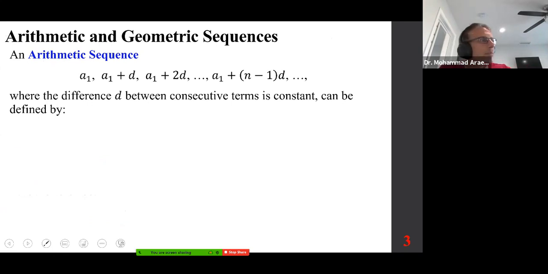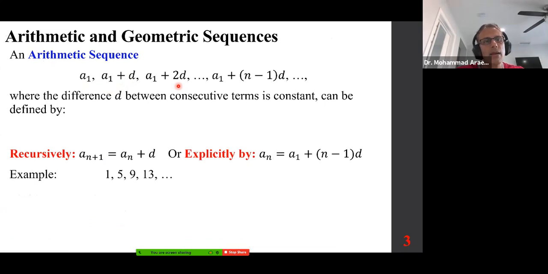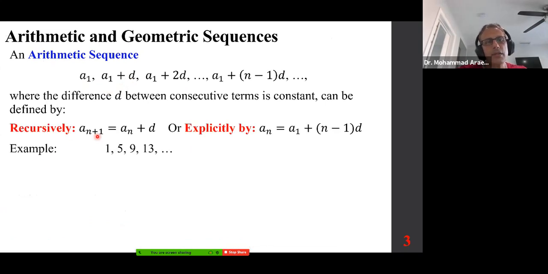In algebra, we learned about arithmetic sequences and geometric sequences. When we add a constant difference, or distance, it becomes an arithmetic sequence. Recursively, the next term is the previous one plus the distance or the common difference. Explicitly, a sub n is a sub 1 plus n minus 1 times d. For example, 1, plus 4, 5, plus 4, 9, plus 4, and so on. As you can see, there's a constant being added.